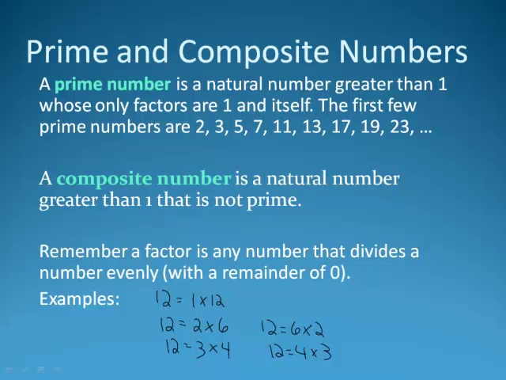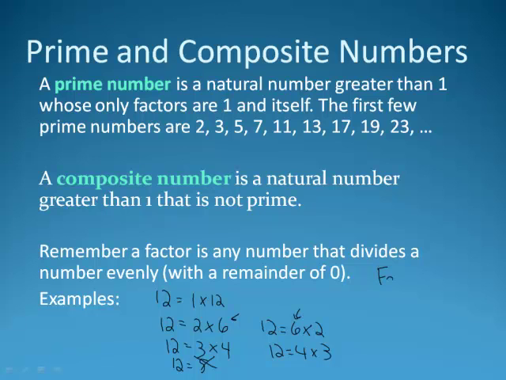You cannot divide 12 by 5, however, and get a nice even number. So 5 is not a factor of 12. 6 is, we already talked about 6, that occurs up here. 7 is not a factor because 12 divided by 7 gives you a remainder. 8 is not a factor for the same reason. 12 divided by 8 leaves you with a remainder. 9 is not a factor. 10 is not a factor. 11 is not a factor. And so we now have a listing of all the factors of 12.